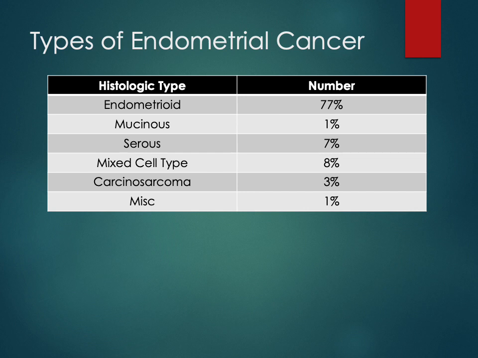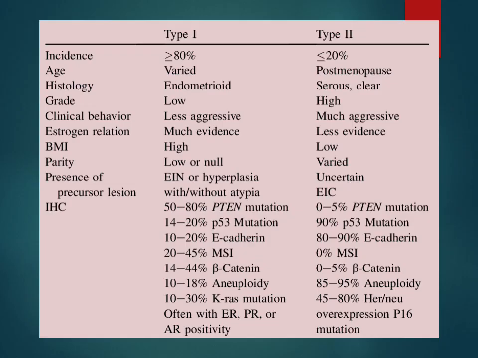So there are different subtypes or different histologic types of endometrial cancer. And we'll talk a little bit about type 1 and type 2, but the most common by far is the endometrioid type. And then rarer types include serous or carcinosarcomas, mucinous types. So this is a little bit older classification, but I think it's still helpful for conceptualizing this.